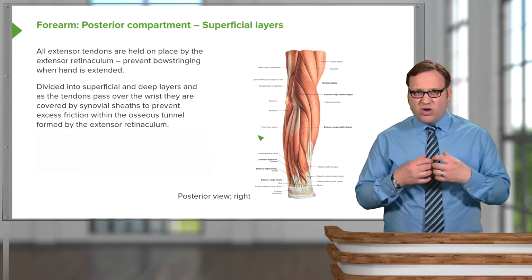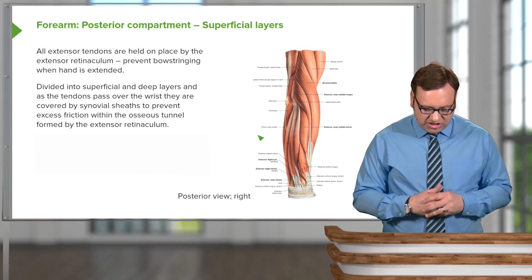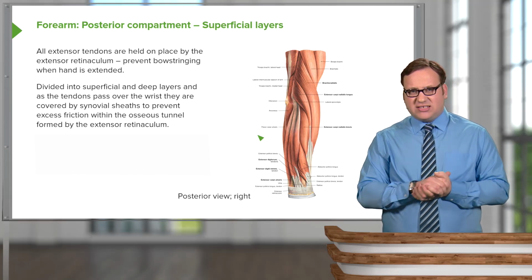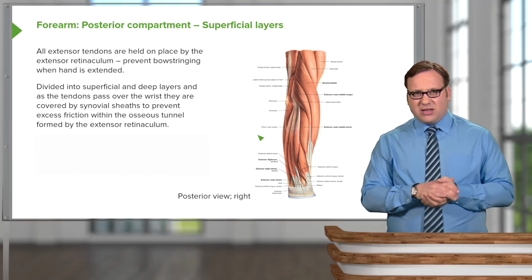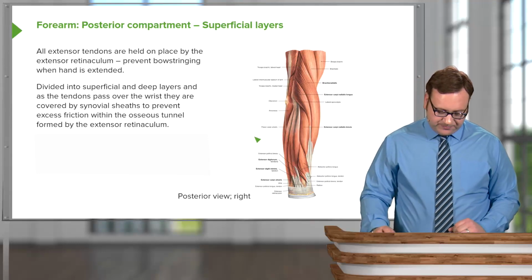So you have these synovial sheaths that prevent excess friction as the tendons are trapped between the bones of the wrist and the extensor retinaculum. And these synovial sheaths prevent that excess friction.